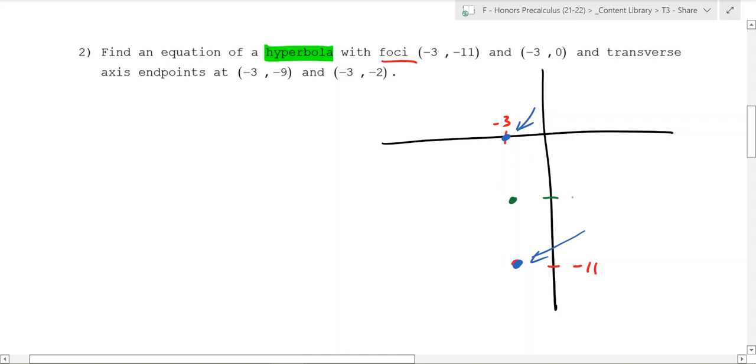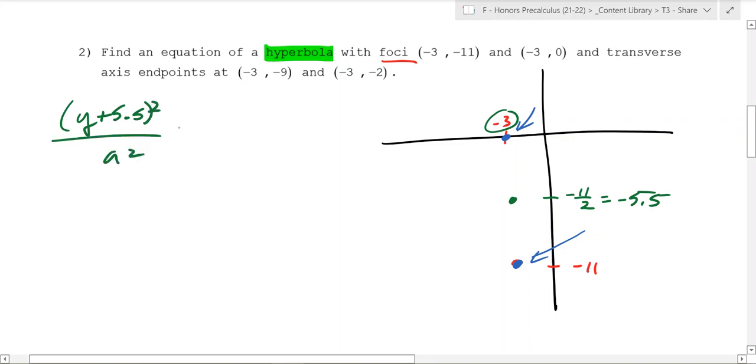We know the center is just going to be -11 over 2, so -5.5. You can do -5.5, that's fine. And then the x value is -3. So what you can immediately write for this is (y plus 5.5) squared over a squared minus, and because it's going up and down we know y is first, (x plus 3) squared over b squared is equal to 1. Now we need to find those two things.